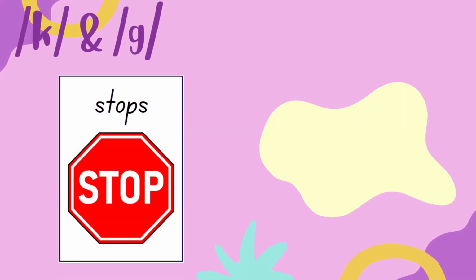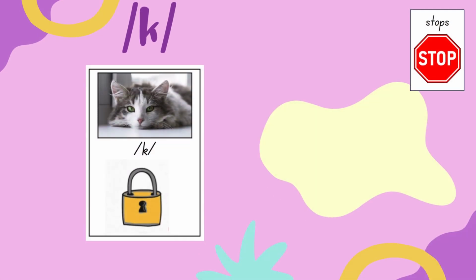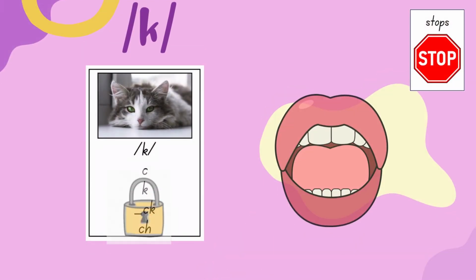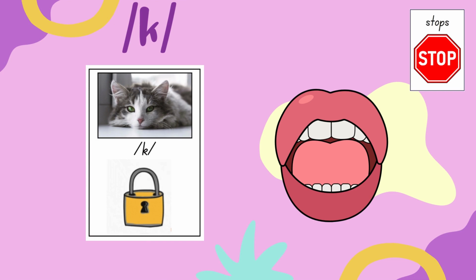Both k and g are stop sounds because we have to say them quickly. When you make the k sound, like at the beginning of the word cat, you tap the back part of your tongue against the roof of your mouth and you push out the air. K. Your voice is turned off when you say k. You try k.